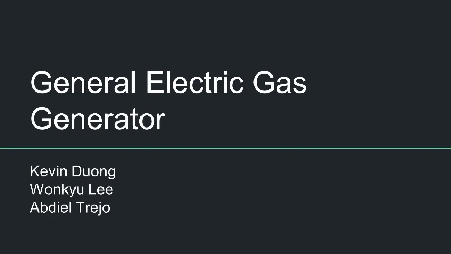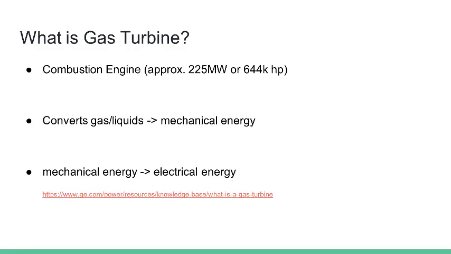We have prepared the presentation about General Electric gas turbines. We will show how a gas turbine works and the different types of gas generators General Electric is offering currently. A gas generator is a combustion engine that produces electric energy using flammable fuels. One good thing about a gas generator is that the fuel can be almost anything. It can be liquid or gas, etc.